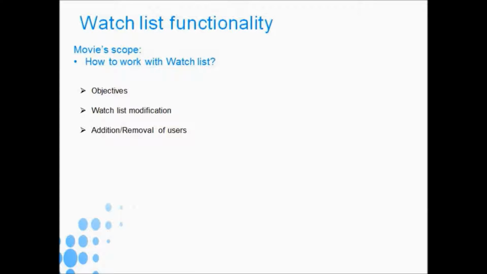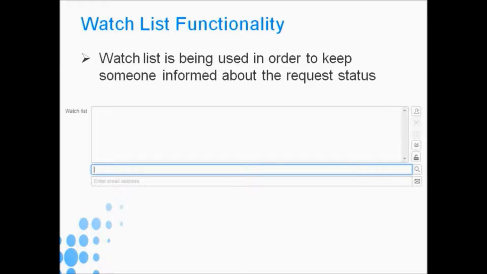Watchlist functionality. In this section, we will tell you about the watchlist function. We'll talk about objectives, watchlist modification, and also how to add or remove users. If you have raised a request and would like to keep someone in the loop, or if you are going to be out of office and want to keep someone informed about the request, you can use the watchlist functionality. It is very similar to the CC option in Outlook or other email.